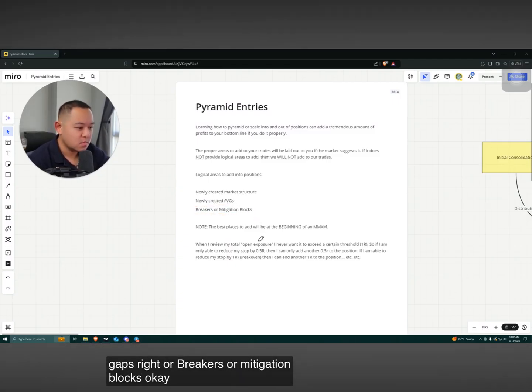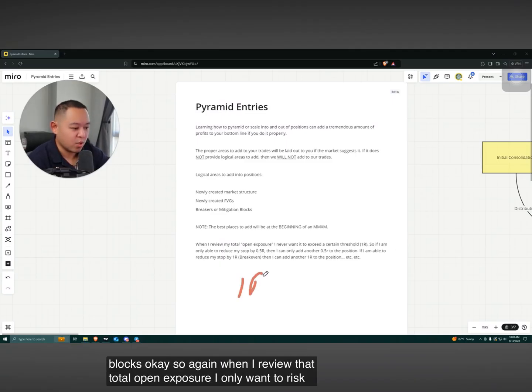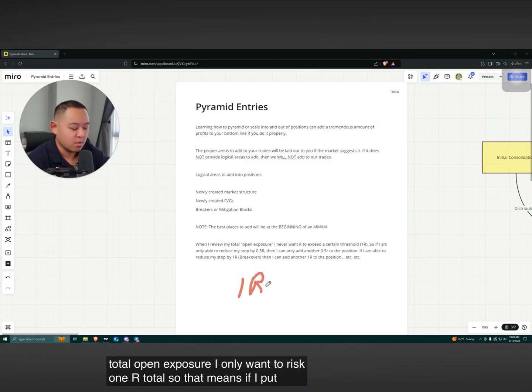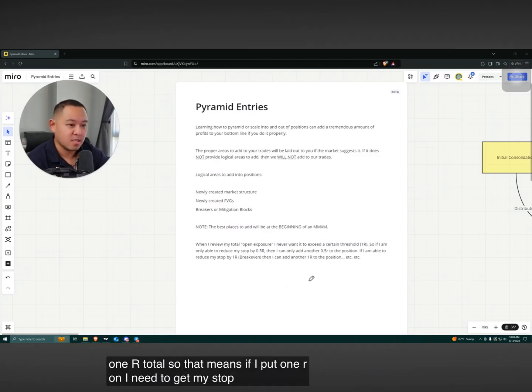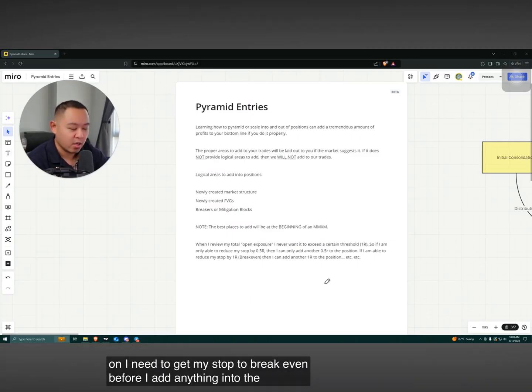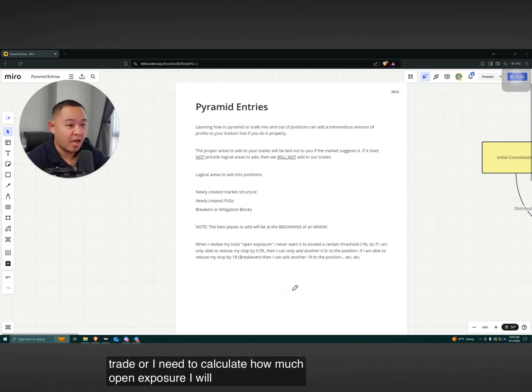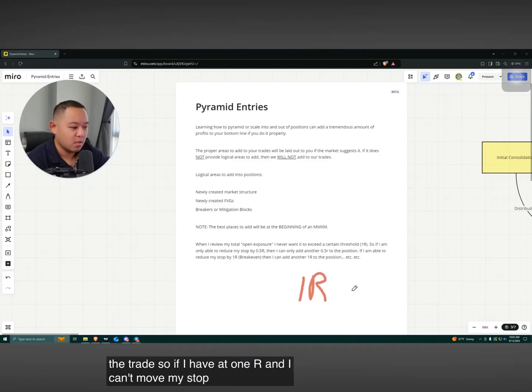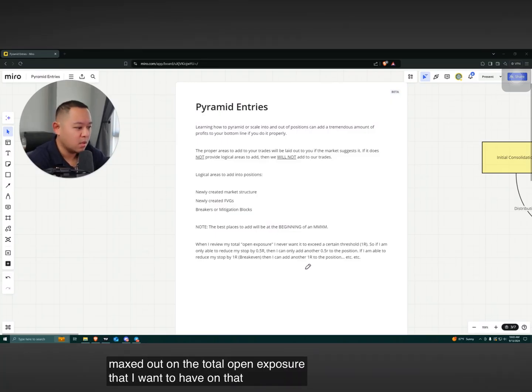Okay. So again, when I review that total open exposure, I only want to risk 1R total. So that means if I put 1R on, I need to get my stop to break even before I add anything into the trade. Or I need to calculate how much open exposure I will have if I add into the trade. So if I'm at 1R and I can't move my stop, then I can't add anything else, right? Because I'm already maxed out on the total open exposure that I want to have on that position.